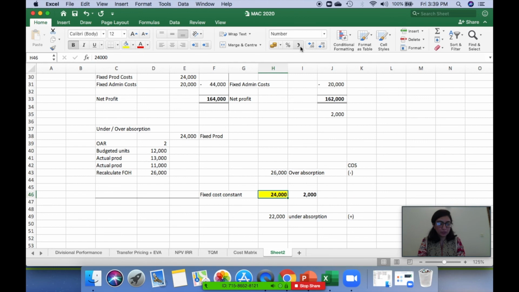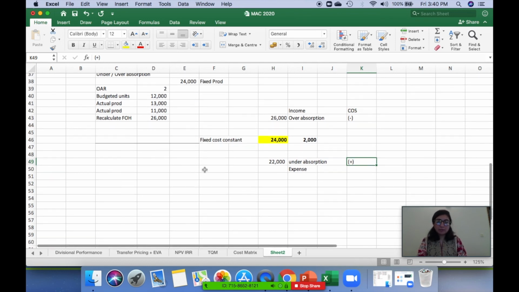back to 24,000. In underabsorption, you have taken less fixed overheads, but your fixed overheads are actually more. In this case, you're going to increase your fixed overheads to the actual level, to the constant level. So this becomes an expense. So underabsorption is an expense to the income statement, and overabsorption acts as an income to the income statement. Underabsorption increases the cost of sales, overabsorption decreases the cost of sales.